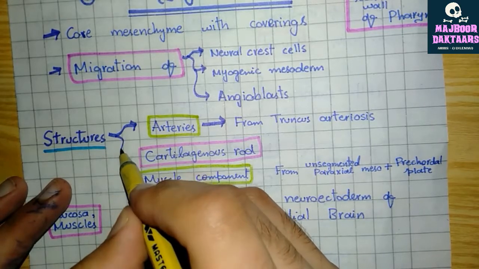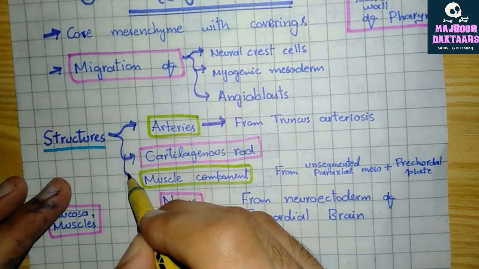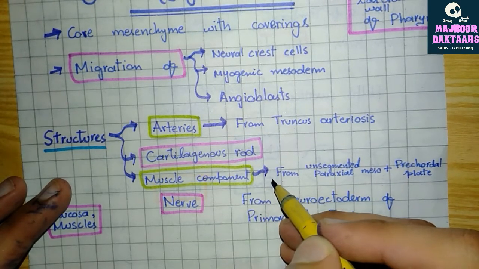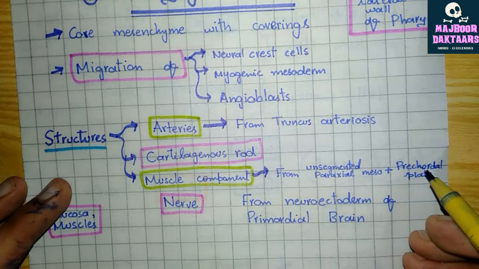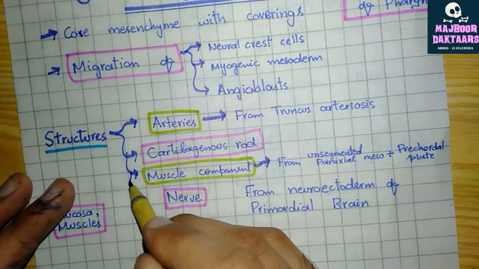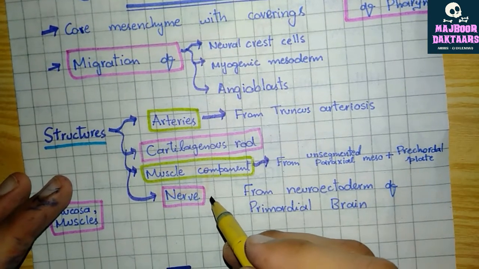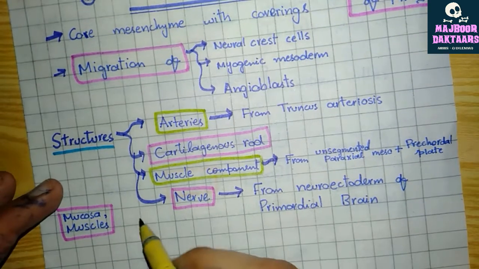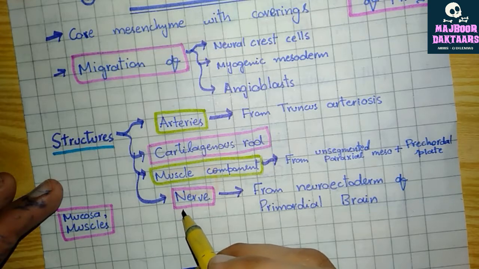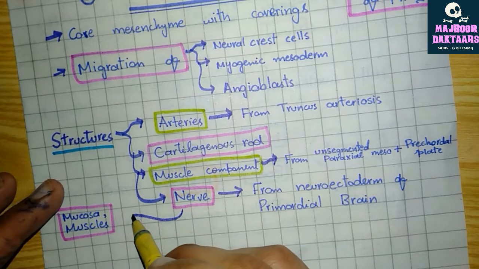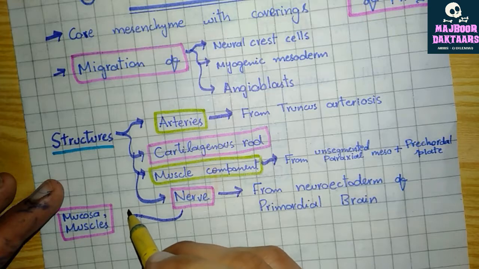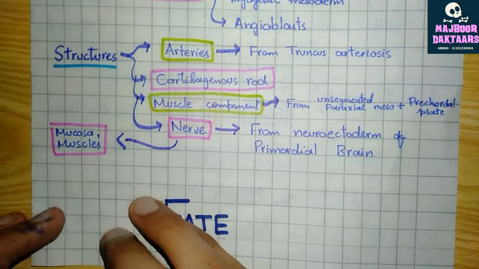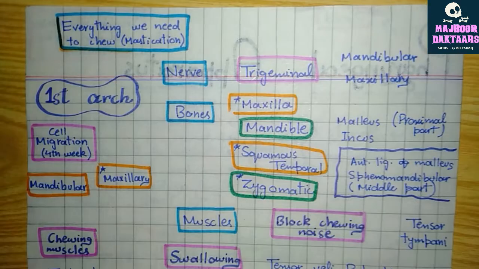Secondly, there are cartilaginous rods. Third, the muscle component, which is formed from the unsegmented portion of paraxial mesoderm and precordal plate. Lastly, the nerves, which are derived from the neuroectoderm of the primordial brain. Since the nerves move toward the pharyngeal arches, they supply the mucosa and muscles formed by them. Now, the fate of pharyngeal arches.